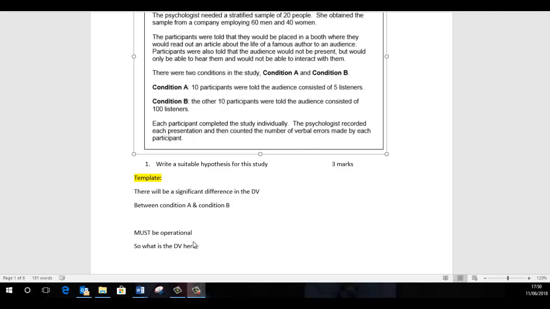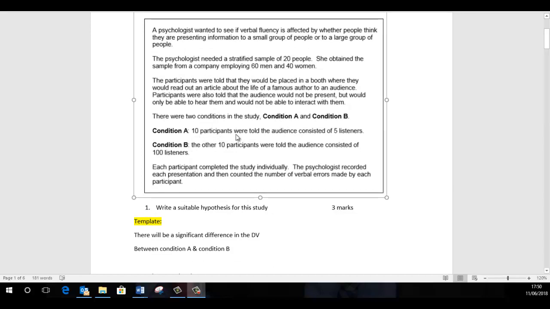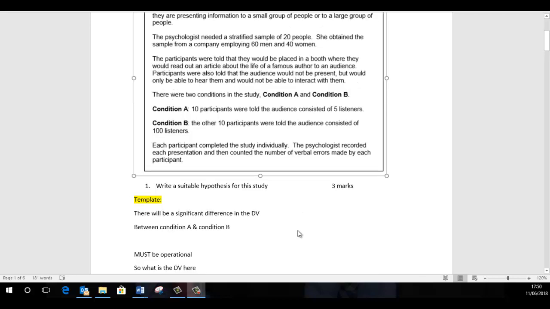Okay, the other thing is the two conditions of your IV. In condition A, the 10 participants were told the audience consisted of 5 listeners, and in B, they were told that they had 100 listeners. It didn't mean that they had 100, it didn't mean they had 5, they were told that, so they perceived it to be that. So you need to go back to the stem and be absolutely accurate. In other words, operationalize it in order to get all 3 of your marks. And if you don't do that, you won't get the marks.